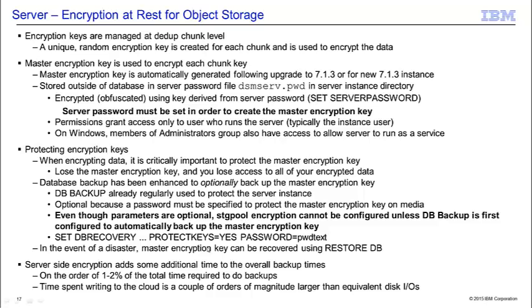Now, if you do turn on encryption for these cloud storage pools, there will be a little bit of overhead, but it's only about 1 to 2% of the total time required to do a backup. That's because writing to a cloud is slow in itself, and so the extra overhead to do the encryption gets lost in the wait time while we're writing out to the cloud.